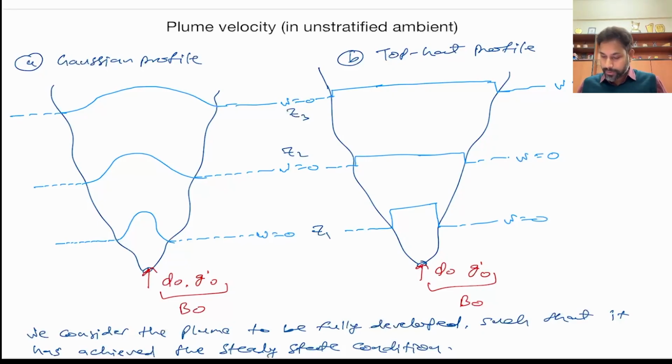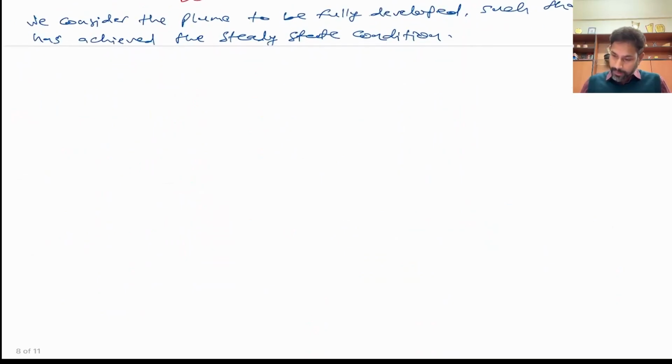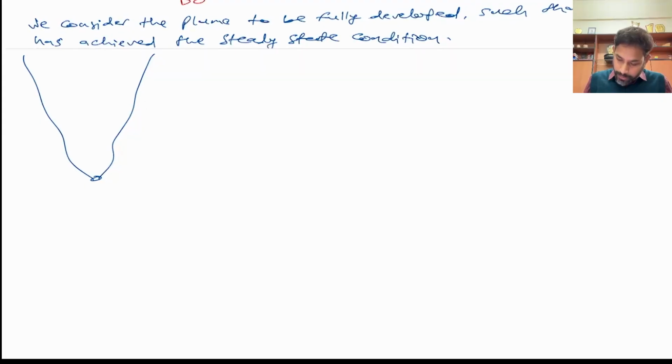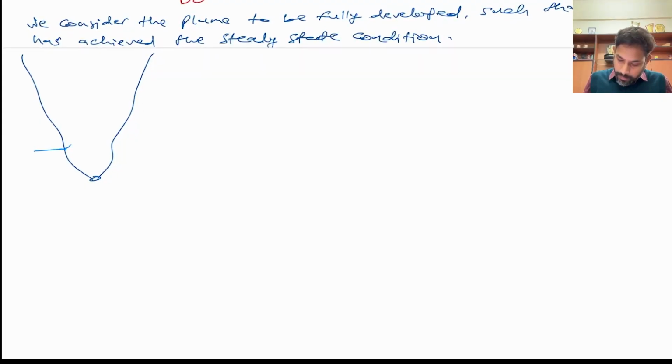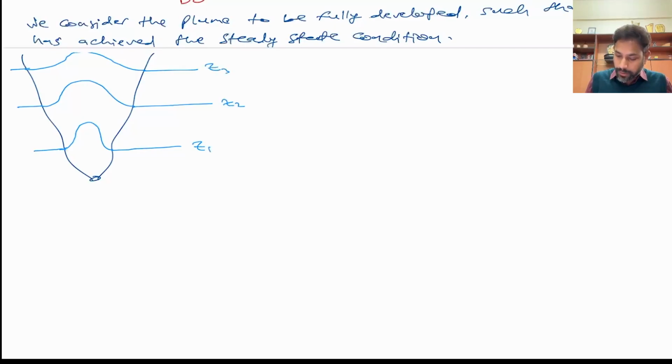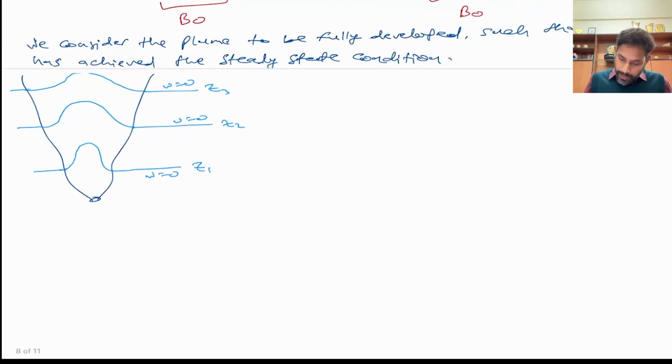So, considering that, we are going to derive a solution for a Gaussian profile plume, where the velocity changes in a Gaussian pattern within the plume. Once again, this is the plume we are talking about, where we have Z1, Z2, Z3. Here W is 0 outside, W is 0.